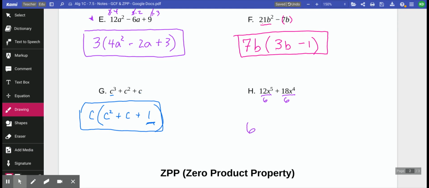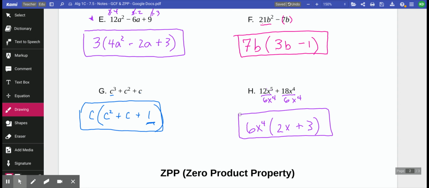The next thing we have to look at is our variables. So x to the 5th and x to the 4th. One has 5, one has 4. They both have at least 4, right? We always look at the smaller exponent. And then we divide out that GCF and see what we have left. So 12 divided by 6 is 2. X to the 5th divided by x to the 4th is x. Second term, 18 divided by 6 is 3. And x to the 4th divided by x to the 4th, they're all canceled because they're already all factored out. So we are done.